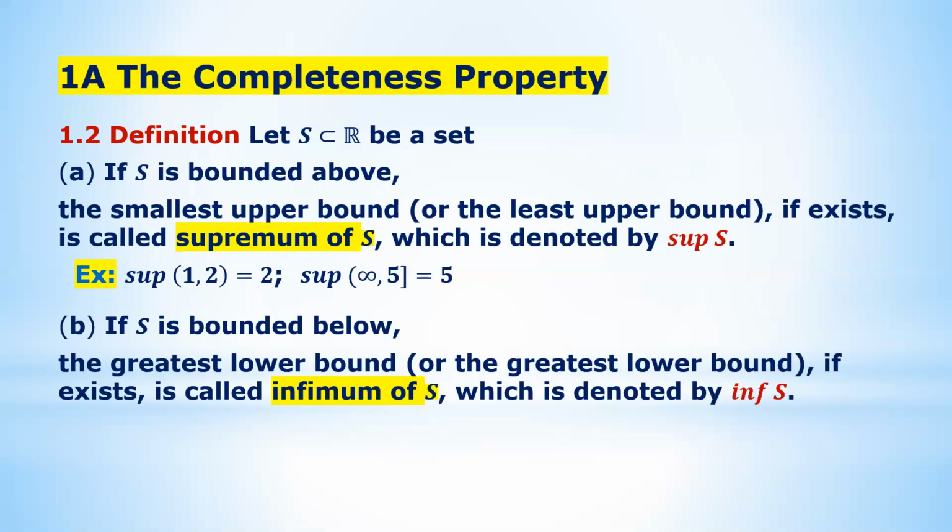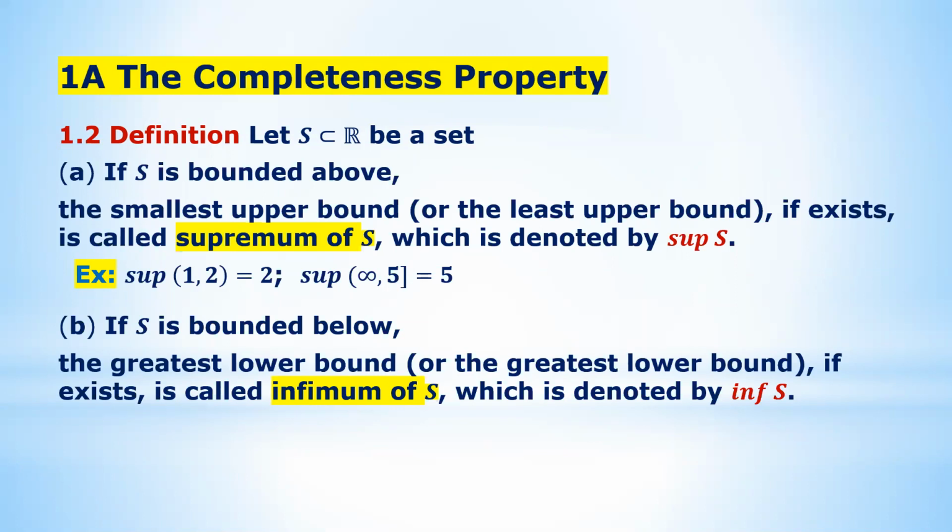It's called an infimum of S, which is now denoted by inf S. So this is a definition in which I actually define two additional names: the supremum of S and the infimum of S. The supremum of S is for a set which is bounded above. The other one is for a set which is bounded below.